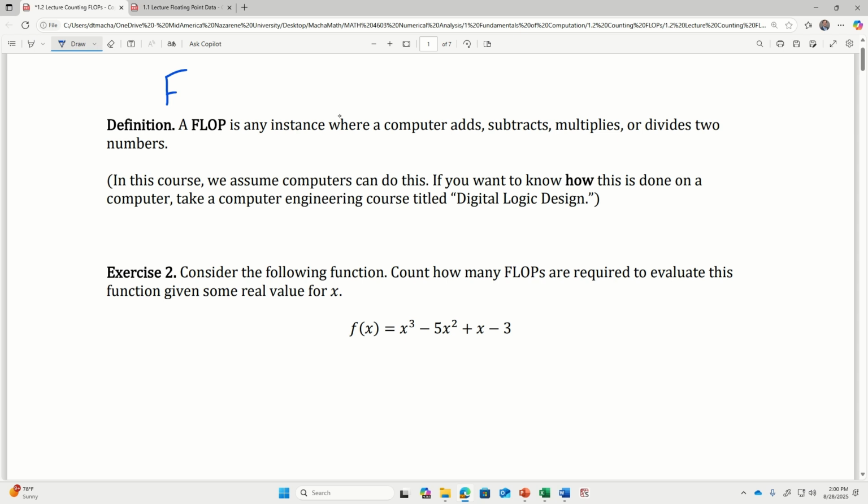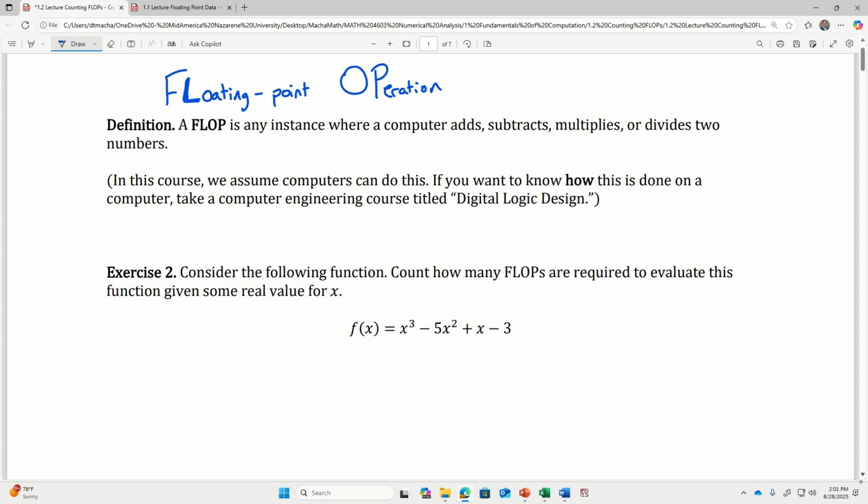And FLOP, by the way, stands for Floating Point Operation. So an operation means add, subtract, multiply, and divide. Floating point means we're dealing with a specific data type. Floating point operation, FLOP.